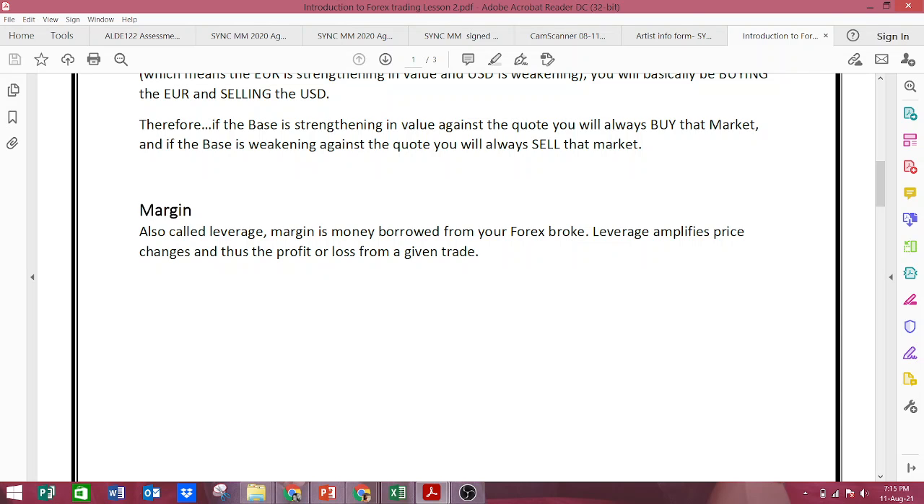Margin, which is also called leverage. Margin is money borrowed from your forex broker. Leverage amplifies price changes and thus the profits or losses from a given trade. So what this means is that margin allows you, a broker gives you money on top of your initial investment.